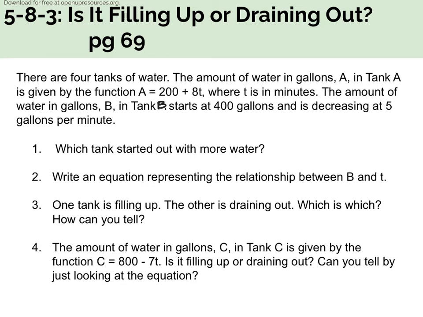All right, so number 1 is asking, we're relating between tank A and tank B. So tank A, remember, is A equals 200 plus 8T. Tank B starts at 400 gallons and is decreasing 8 gallons per minute. So we want to figure out which one has more. Tank B starts with 400. And then remember, tank A starts with 200. So the answer would be tank B. Actually, you know what? I'm going to put that in blue.